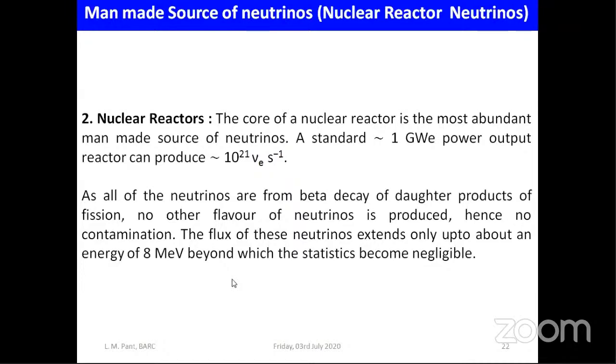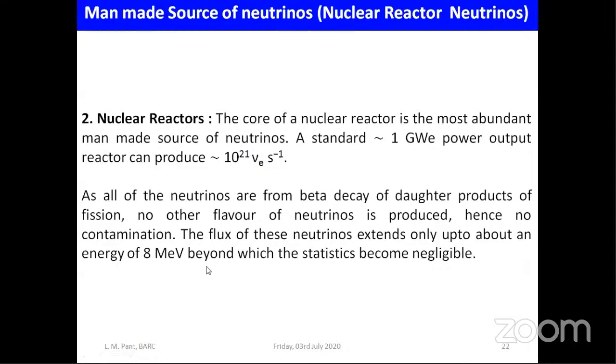It should be anti-neutrinos. As all of the neutrinos are from the beta decay of daughter products of fission, no other flavor of neutrino is produced. Hence, there is no contamination in case of nuclear reactors. The anti-neutrinos coming out of the reactor have a flux that extends only up to about 8 MeV of energy, after which the statistics become quite negligible.